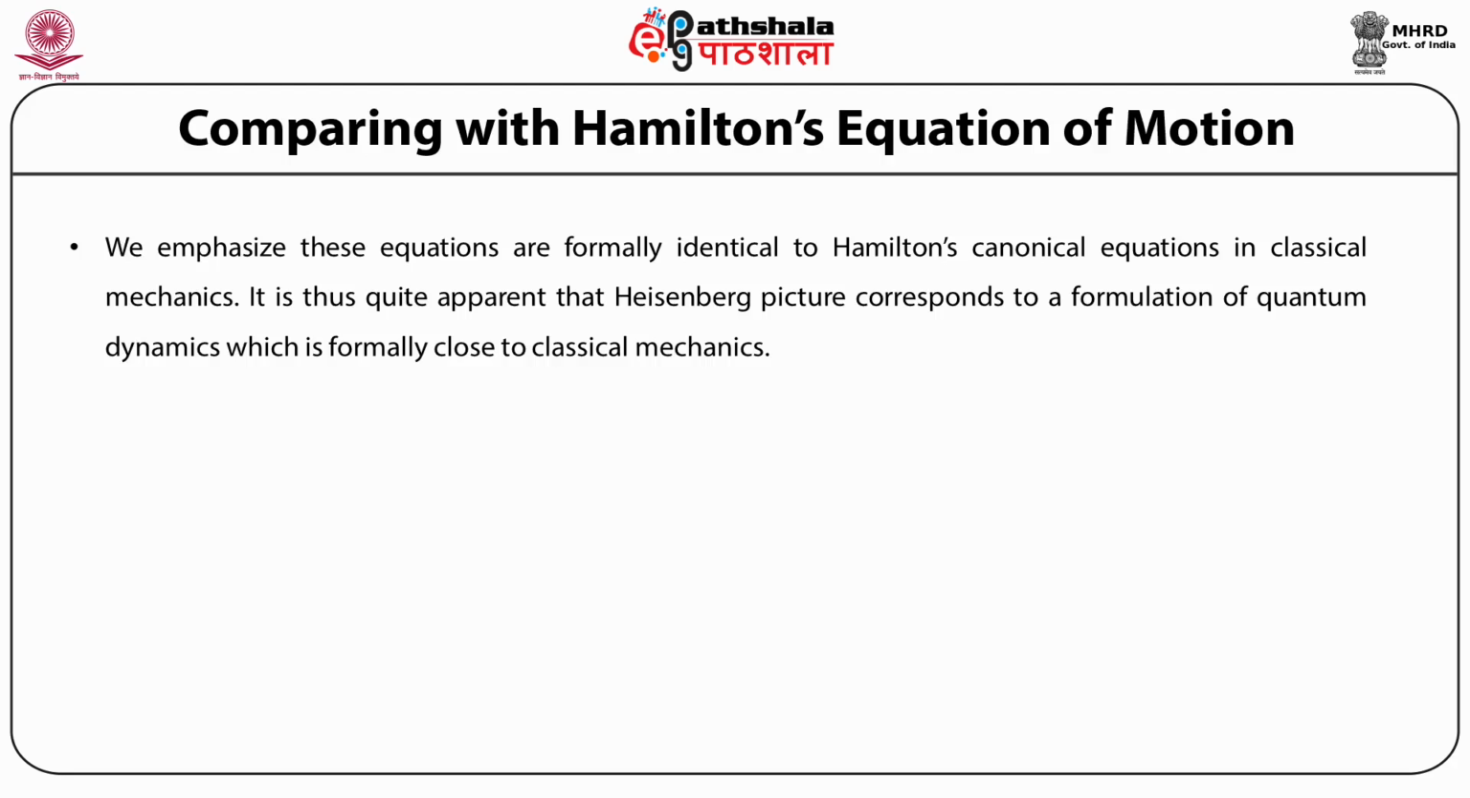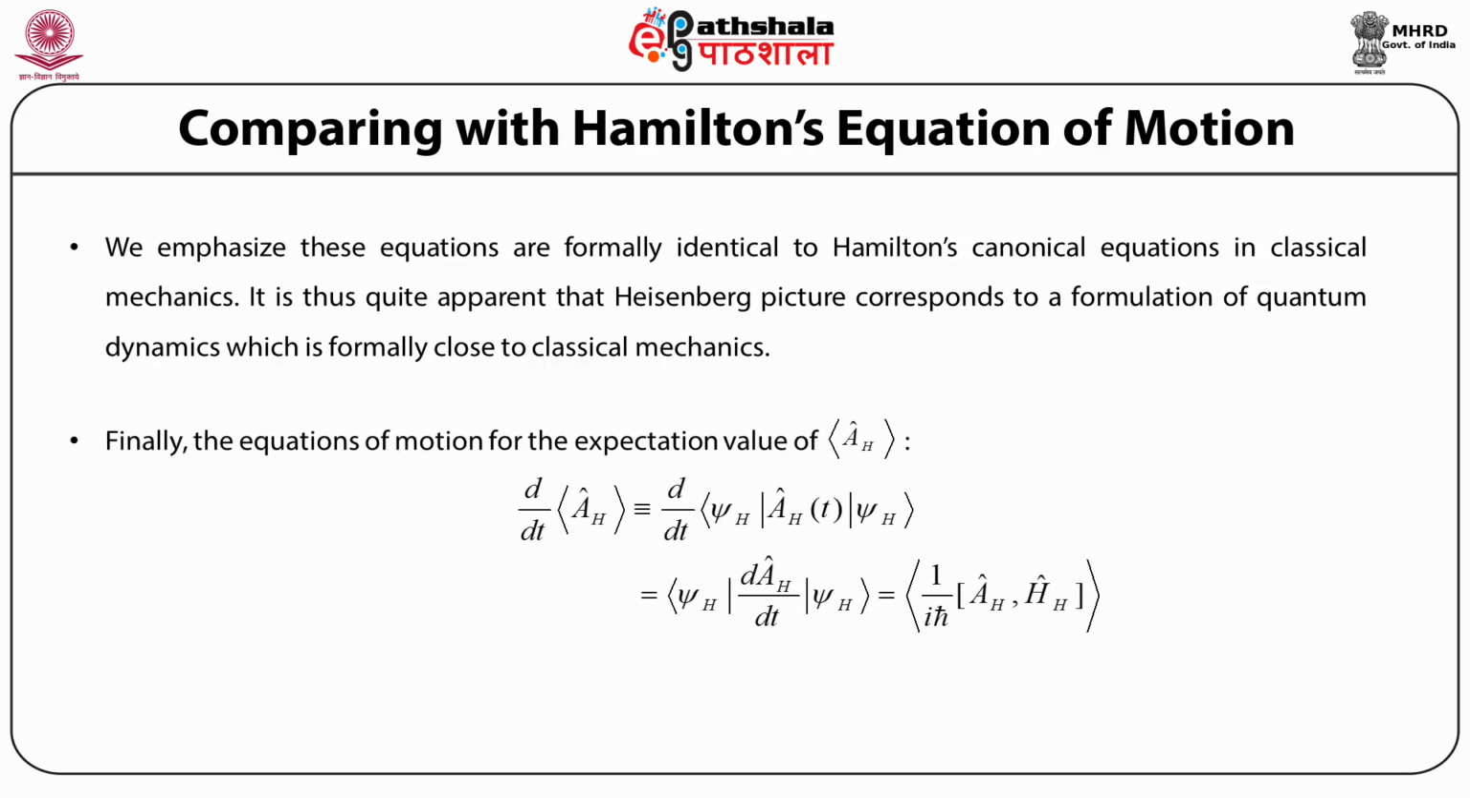Finally, the equation of motion for the expectation value of the operator A_H, that means the expectation value of the operator A as defined in the Heisenberg picture, can be written as the derivative with respect to time of the expectation value of A_H, which is equivalent to the derivative with respect to time of the bra vector ψ_H, operator A_H as a function of time, ket vector ψ_H, where the bra and ket vectors are the state vectors in the Heisenberg picture, and the operator A_H(t) is the operator A in the Heisenberg picture, which is time dependent.